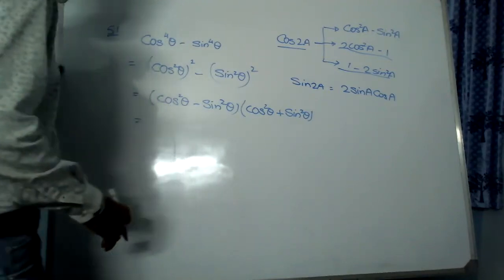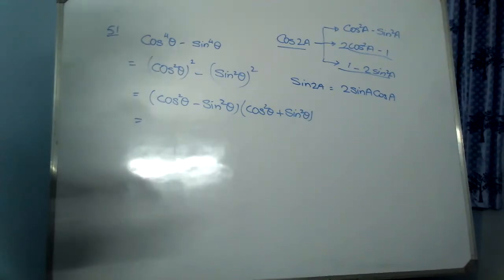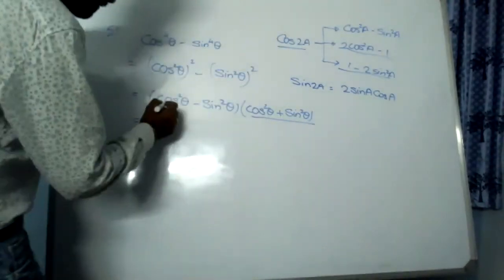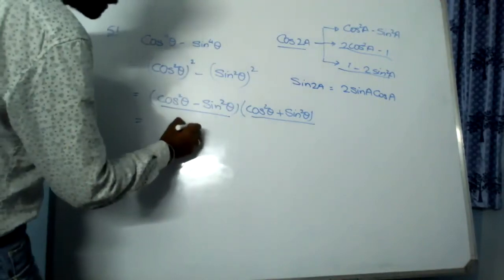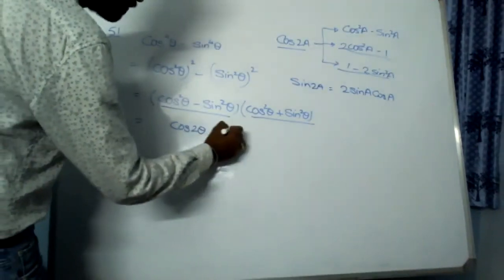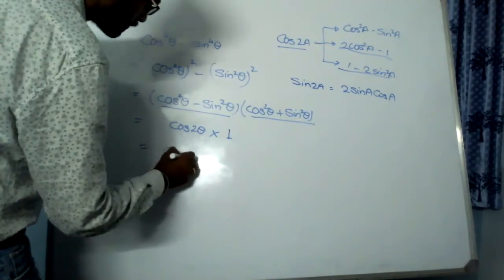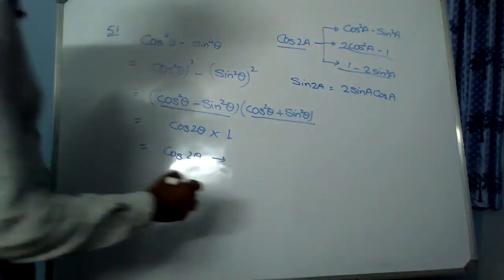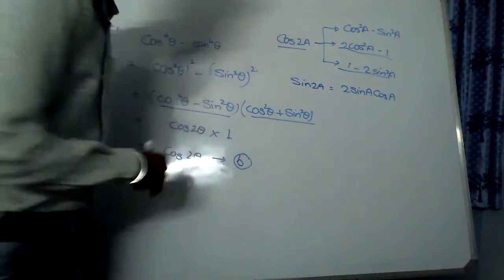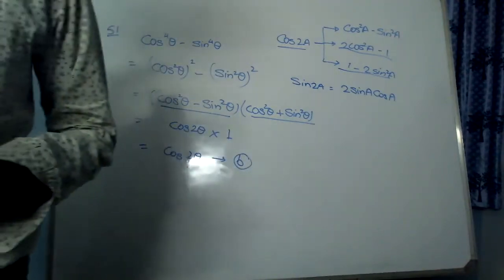Now what will happen? This will again break as a minus b, a plus b, if I have to break it off. So okay, or I can keep it as this, but that will give me cos 2 theta. Do we have cos 2 theta in our options? Yes, we have cos 2 theta. Anyway, so this will become 1, cos square theta plus sine square theta, and this one, your formula says it's cos 2 theta. So this I can write cos 2 theta into 1. That will give me cos 2 theta, and that brings your option B. So option B will be your right answer.